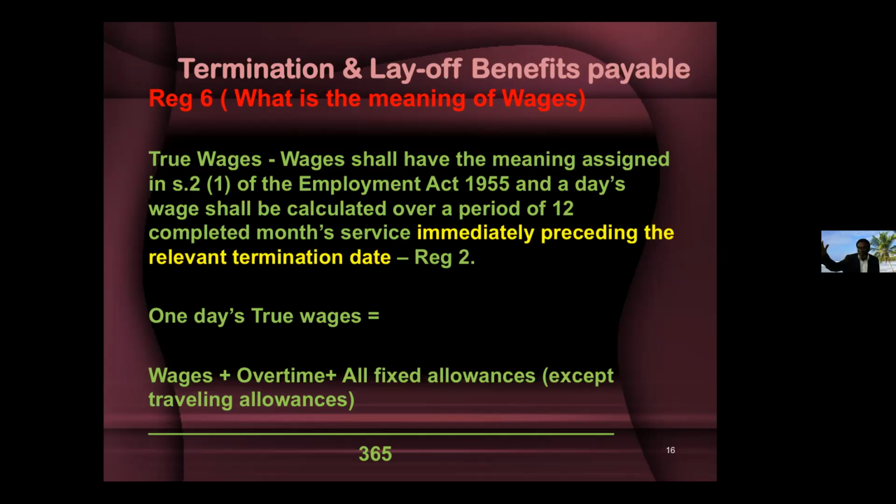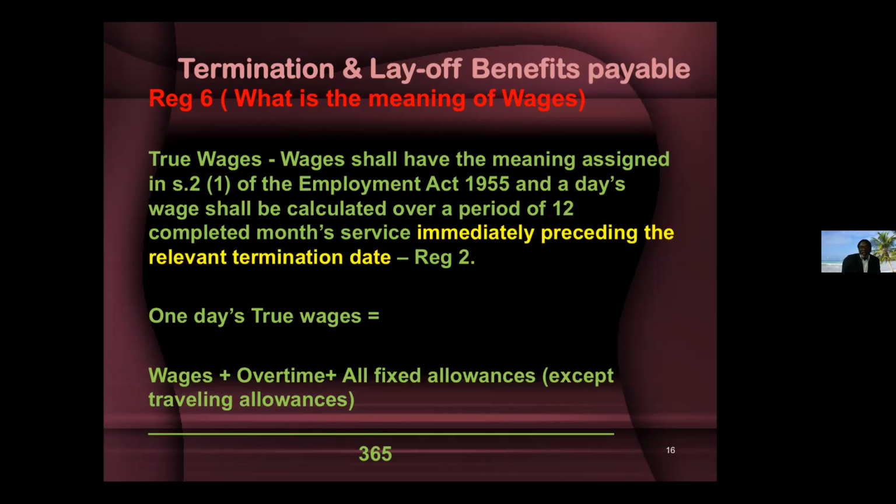December 2019 right up to 31st December 2020, plus all the overtime paid, because the definition depends on the meaning of wages under section 2, which does not discount overtime at all, plus all its fixed allowances except traveling allowance. The reason why you don't have to include traveling allowance in your computation is because under the meaning of true wages under section 2 of the Employment Act, traveling allowance is not part of wages. That's why we can discount traveling allowance when we compute the meaning of true wages.